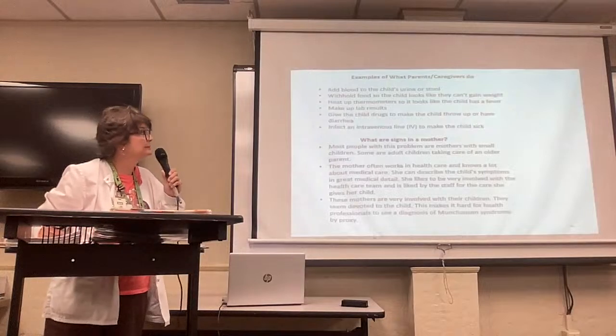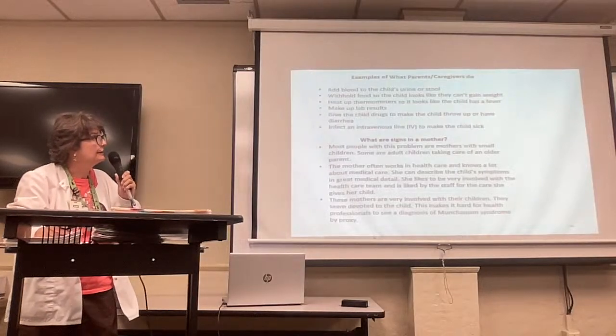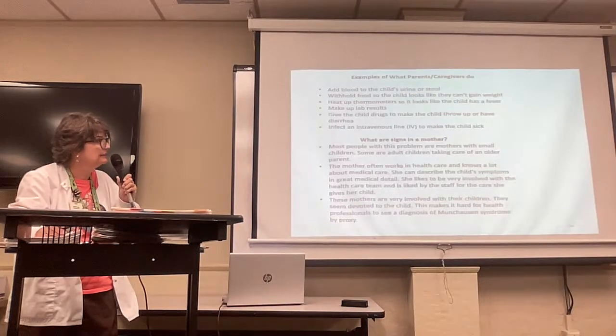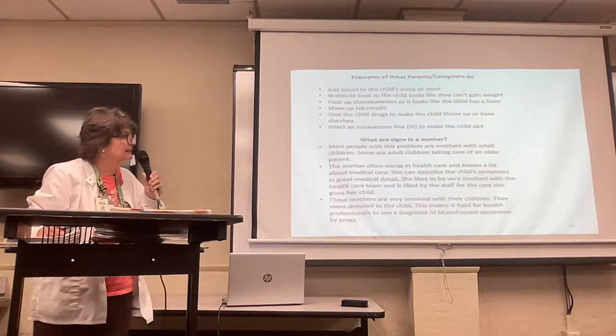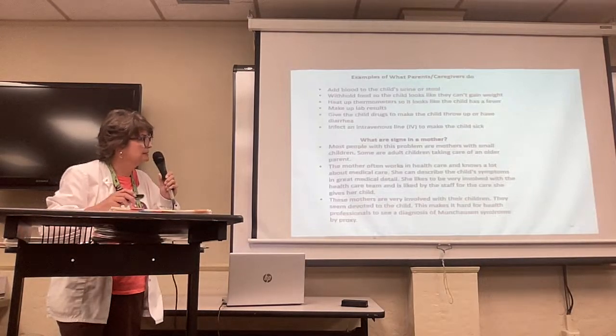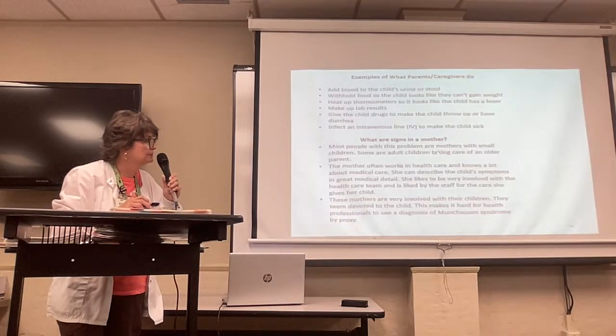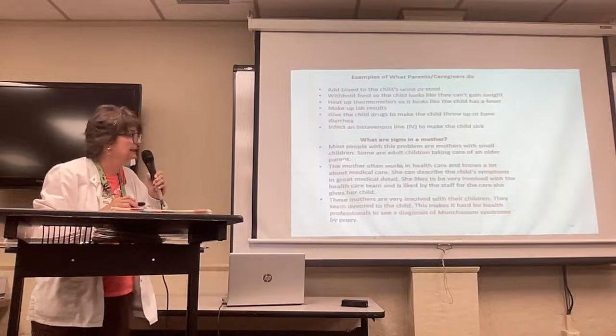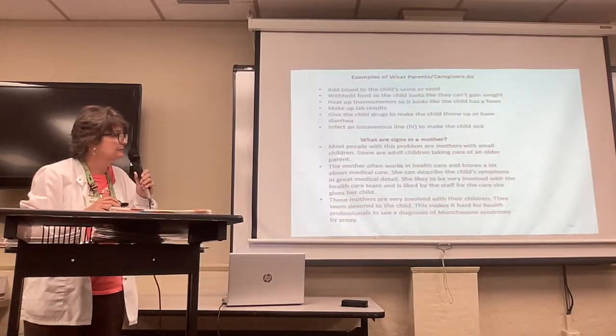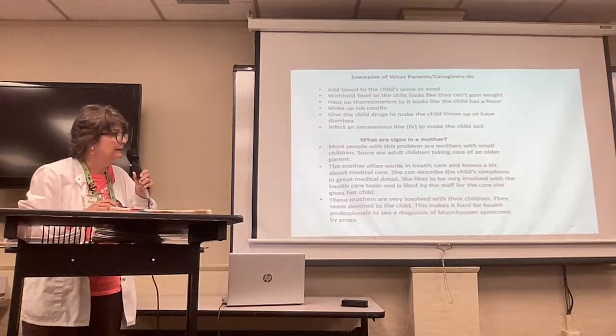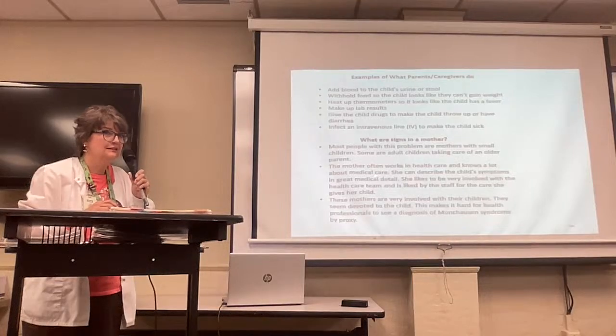These are some examples that we have identified that parents or caregivers do who have a factitious disorder by proxy. Put blood in the child's urine, withhold food so the child looks like they can't gain weight, give them drugs, infect an intravenous line to make the child sick. Some are adult children taking care of an older parent, or it can be a younger mother taking care of a small child. They often work in health care, and they know a lot about medical care. We see this, unfortunately, in nurses.